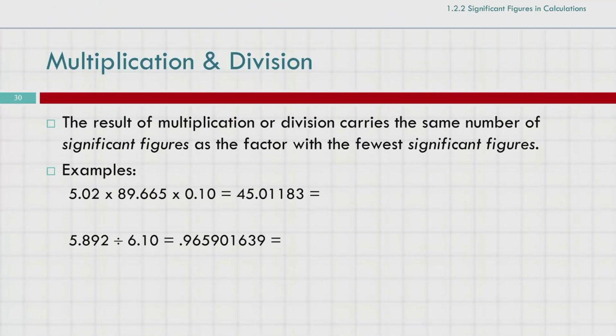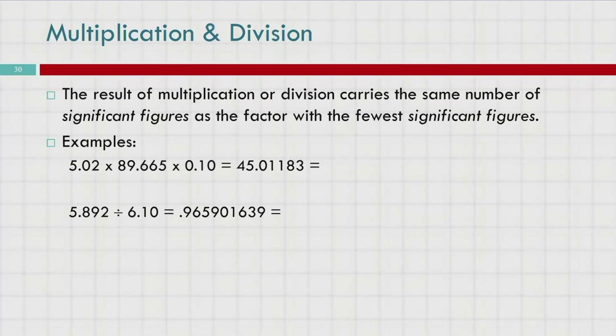One of our two rules, one of our two circumstances, is multiplication and division. So we've got one rule for multiplication and division for significant figures. The result, the thing that we get from our multiplication and division, carries the same number of significant figures as the factor with the least significant figures. So for multiplication and division, the number of significant figures is what we care about.